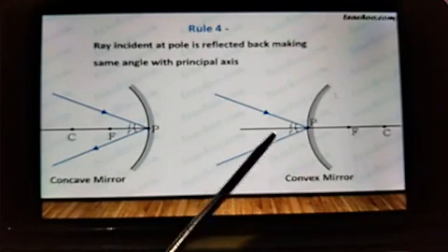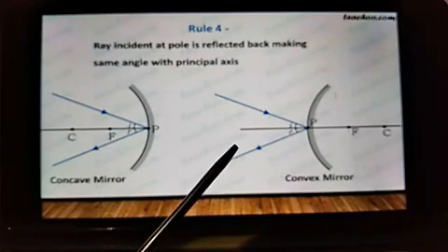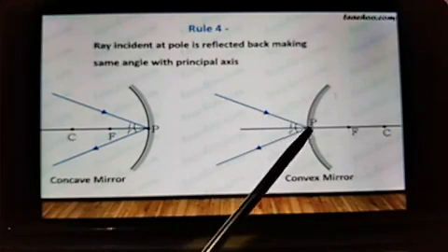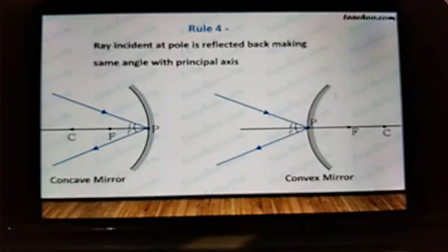Similarly, in the convex mirror also we can see a ray of light which is passing through the pole. After reflection it makes the same angle with the principal axis. So these were the 4 rules which we will use in drawing the ray diagrams of the convex and concave mirror. You must remember these rules and you have to practice these rules.